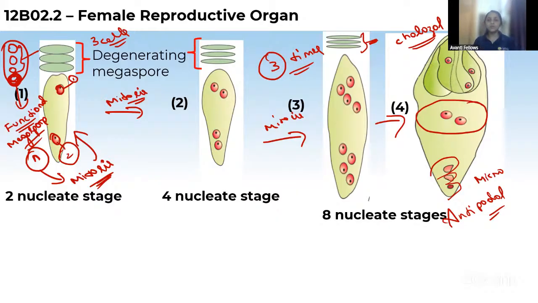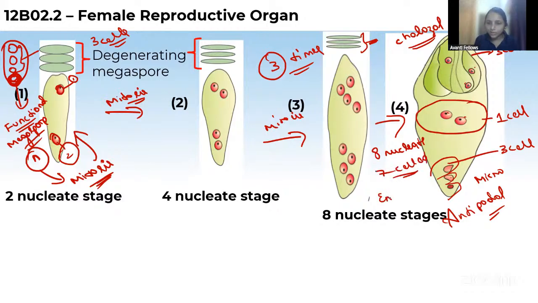Okay. So now this is the 3 cells, right? Here you can see this is the 3 cells, and this is the 1 cell, right? And totally how many nuclei are there? 1, 2, 3, 4, 5, 6, 7, 8. This stage we call the 8 nucleate stage and 7 celled stage. This is called the embryo sac. Okay. I will explain once again, guys.